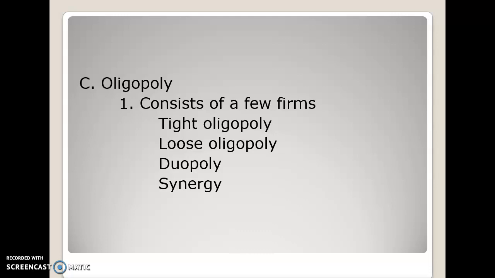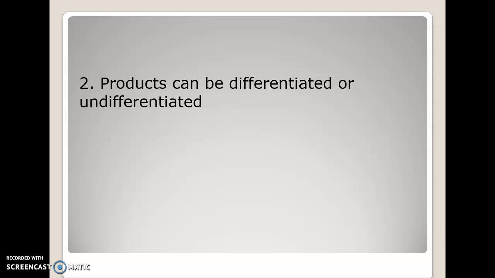Number 2, products can be differentiated or undifferentiated. For example, the petroleum industry produces an undifferentiated good. The automobile industry produces highly differentiated products. And of course, we talked about what differentiated and undifferentiated means earlier last week. Number 3.